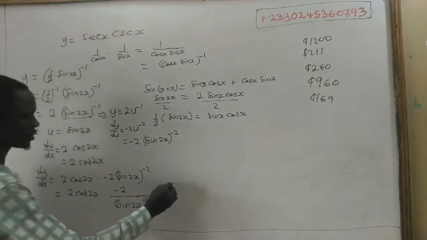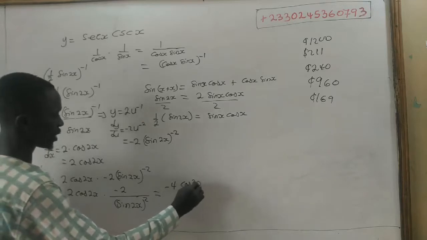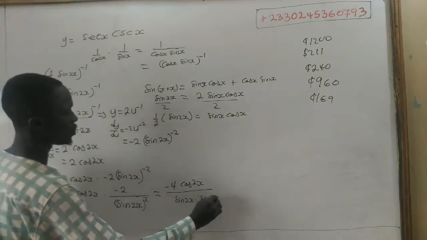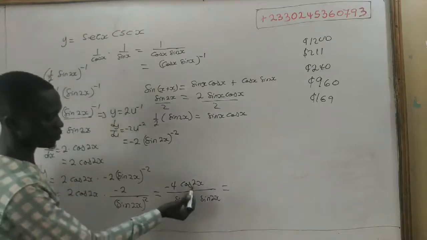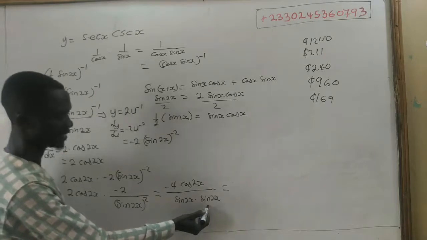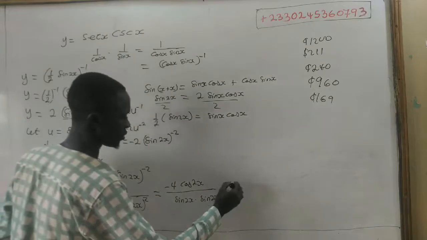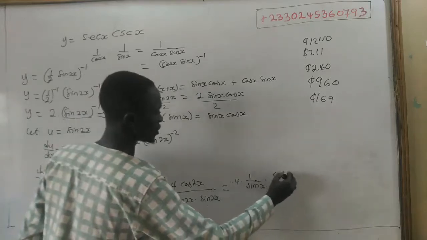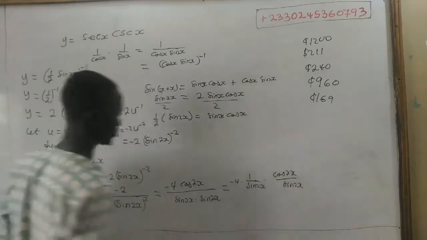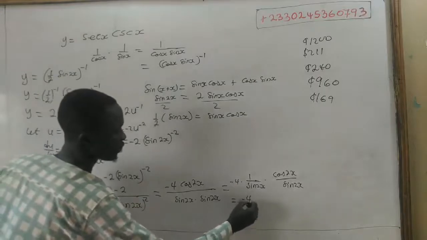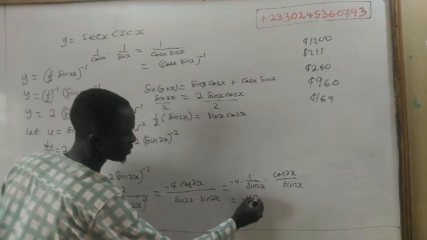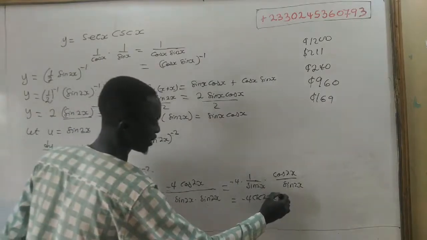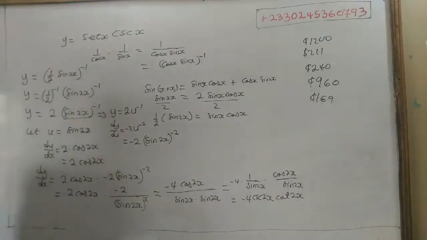And this is the same as minus 4 cosine 2x divided by sine 2x times sine 2x. And what will this give? Cosine 2x divided by sine 2x will give us cotangent. So here we are going to have minus 4 times 1 divided by sine 2x times cosine 2x divided by sine 2x. And this will give us minus 4. 1 divided by sine 2x is the same as cosec 2x, and cosine 2x divided by sine 2x will give us cotangent 2x as our final answer.